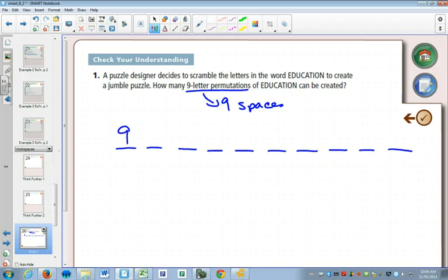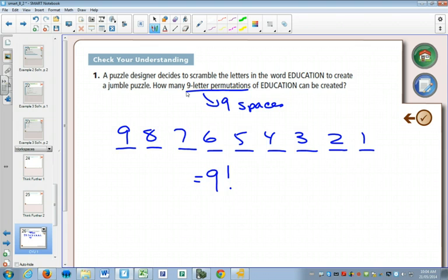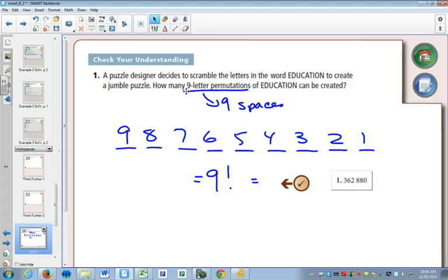And there'd be 9 choices for the first letter, because you could choose any of those 9 letters. Then there's going to be 8, 7, 6, 5, 4, 3, 2, 1, too many spaces, and we would get the answer. Of course, if you can see that you're going to do all the letters, this is the same as 9 factorial, and you could just type that into your calculator and get the answer. So that'll be, cheat a little bit, 362,880.